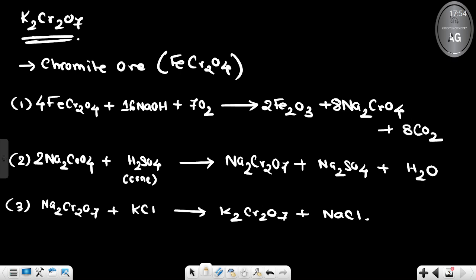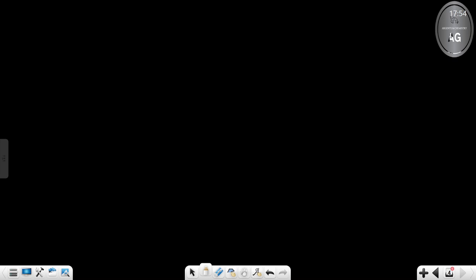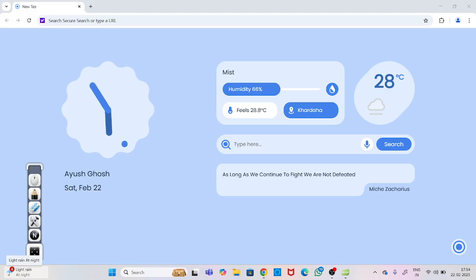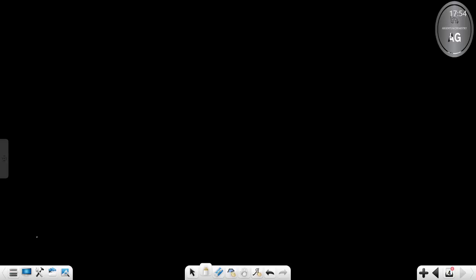This is the entire three-step reaction for the preparation of K2Cr2O7 from chromite ore, and it can be asked in the exam as a direct question: please write down how you will prepare potassium dichromate from chromite ore. Clear? Now let us come to the reactions. Many of you try to memorize the reactions, but what is the product?